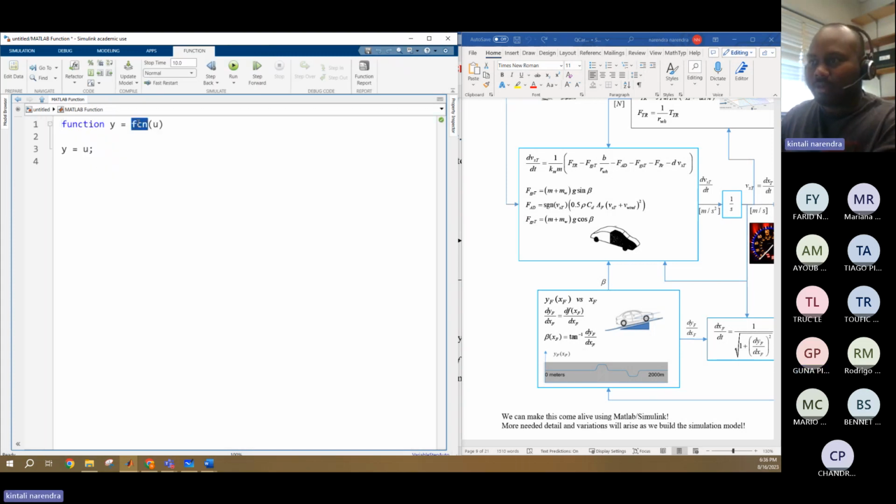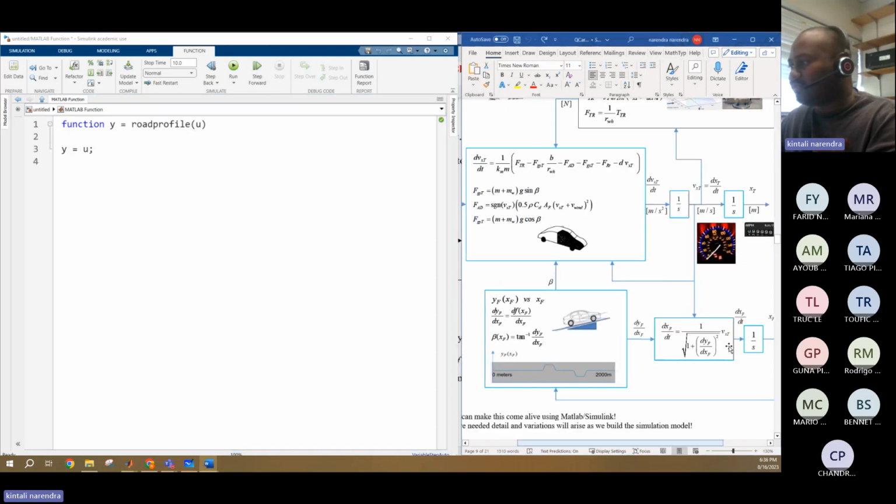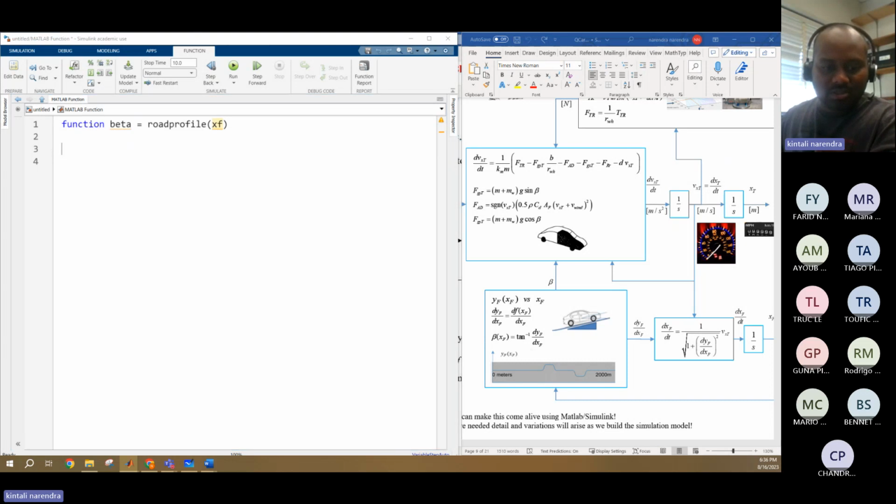This function, I'm naming it as road profile. Inputs, I'm finding from the block diagram: x of f. The output is beta. Now I need to find the calculations for beta. It is very simple. It was given here, so just give that function, then it is fine.